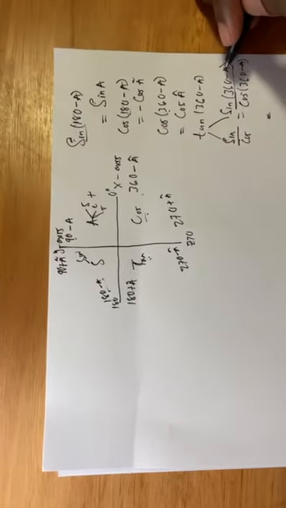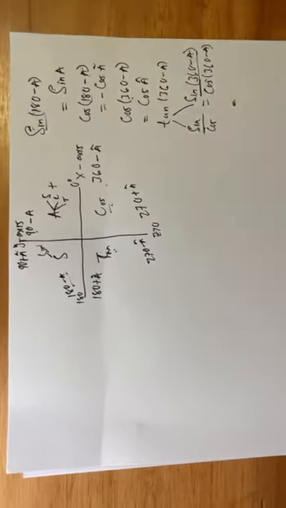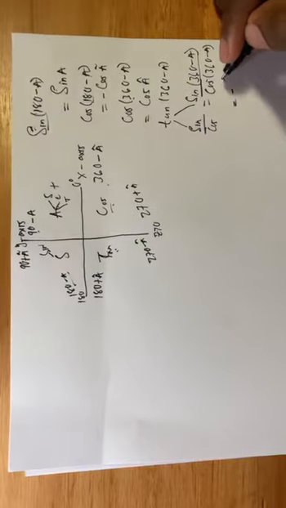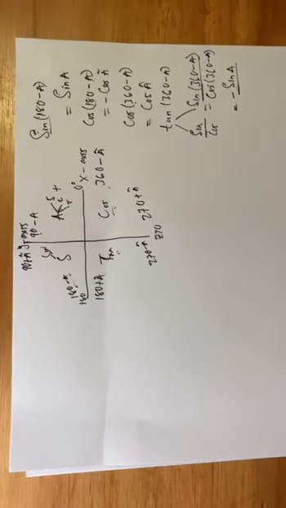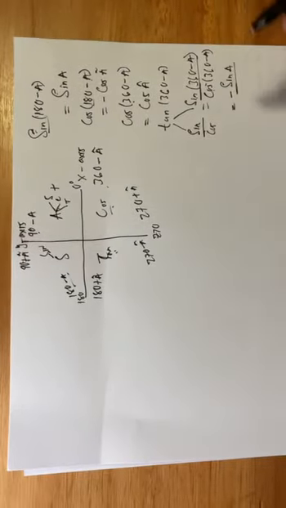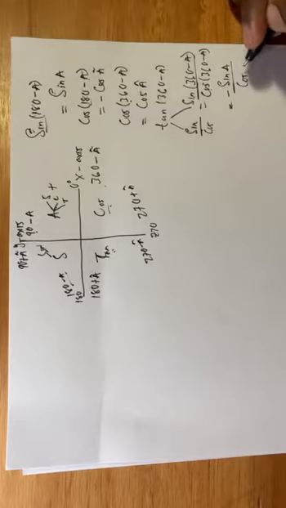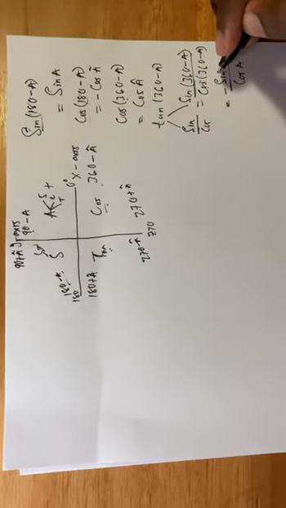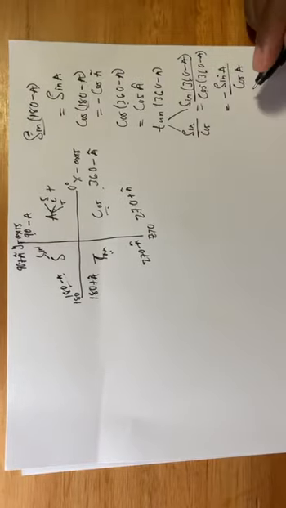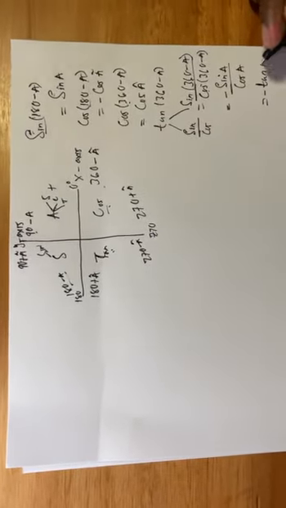But you know 360 minus A is in the fourth quadrant. Sine is negative in that quadrant. Therefore, we have minus sine of A divided by cos, which is positive in the fourth quadrant. Therefore, we have cos of A. And you know the sine A over cos of A is tan. Therefore, we have simply minus tan of A.